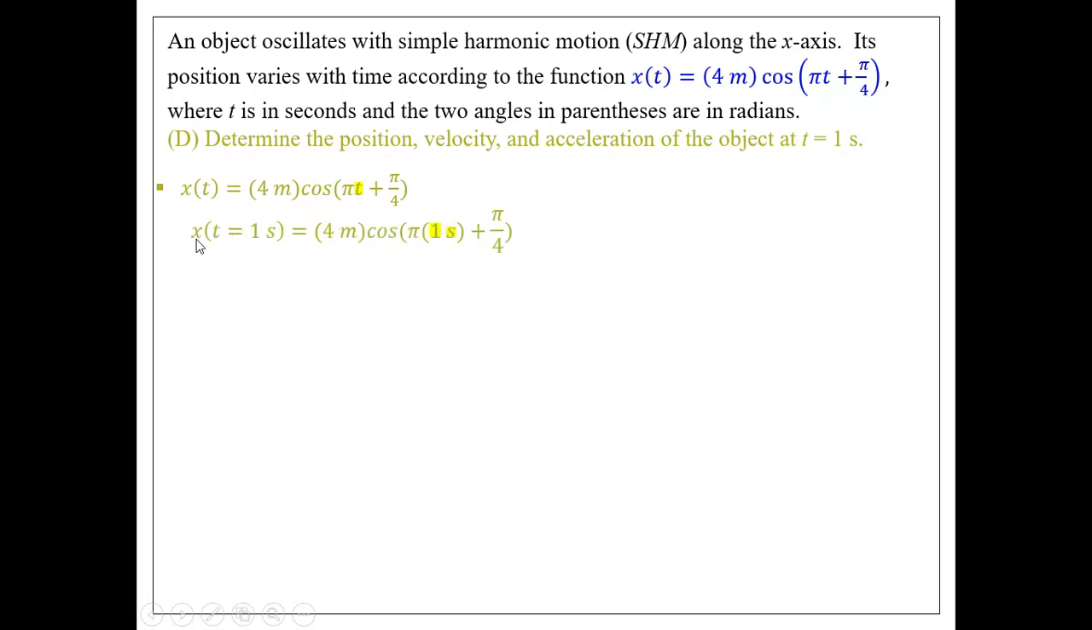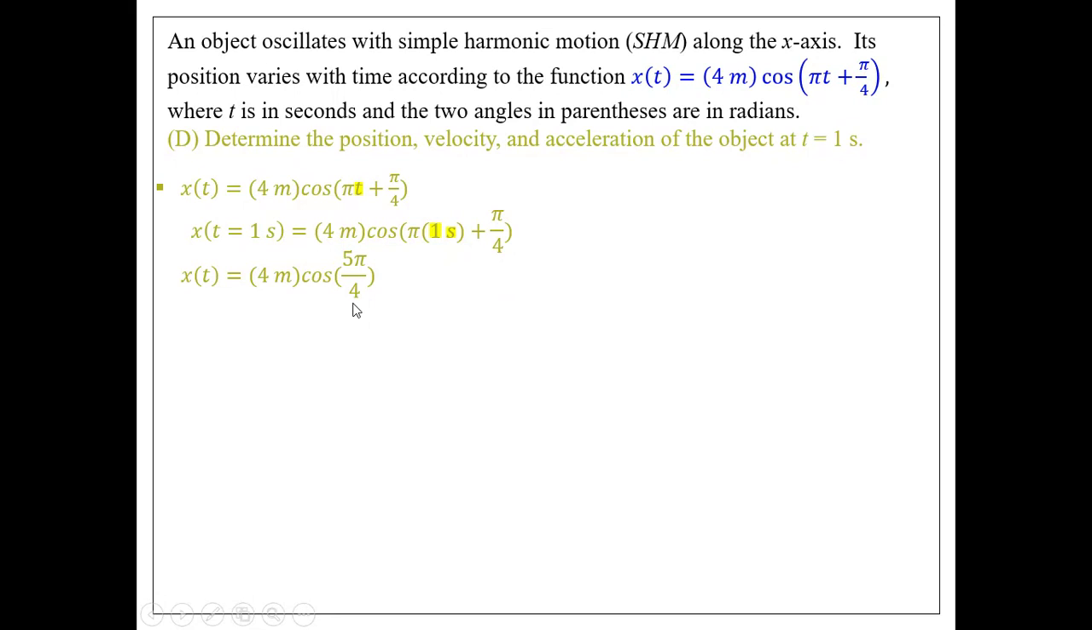So here I just made a note, x of t at 1 second. The 4 is carried down, cosine gets carried down, pi gets carried down, t is 1 second, and then the phase shift gets carried down. And then if you do that, pi times 1 is just pi, and then pi plus pi over 4 is just 5 pi over 4, or you can say 1.25 pi. It's up to you. I just kept that as a fraction here.